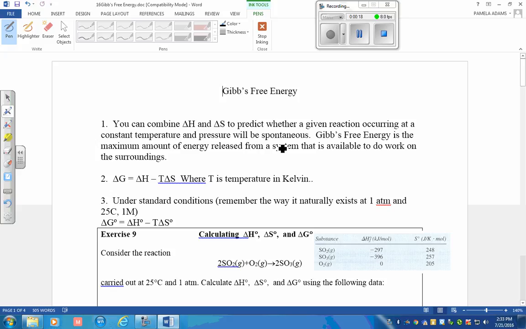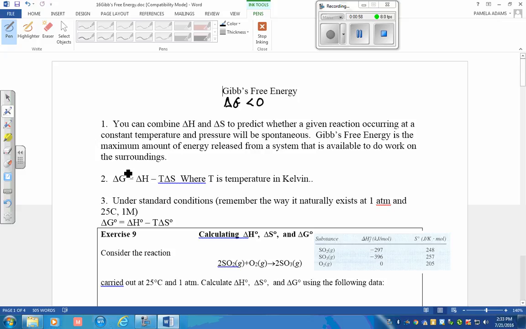Gibbs free energy is defined as the maximum amount of energy released from a system that is available to do work on the surroundings. In previous lectures, I talked about entropy and enthalpy and the signs that were favorable for spontaneity. Well, Gibbs free energy is an absolute. If Gibbs free energy is less than zero, a reaction will be spontaneous. It will occur without outside intervention. It is thermally favored, thermodynamically favored.